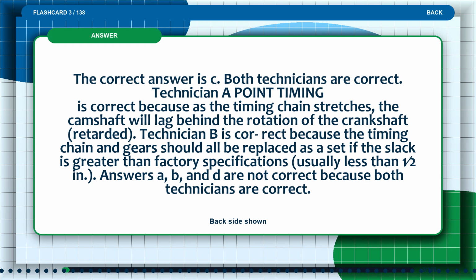The correct answer is C. Both technicians are correct. Technician A is correct because as the timing chain stretches, the camshaft will lag behind the rotation of the crankshaft, which is retarded. Technician B is correct because the timing chain and gears should all be replaced as a set if the slack is greater than factory specifications, usually less than 1/2 inch. Answers A, B, and D are not correct because both technicians are correct.